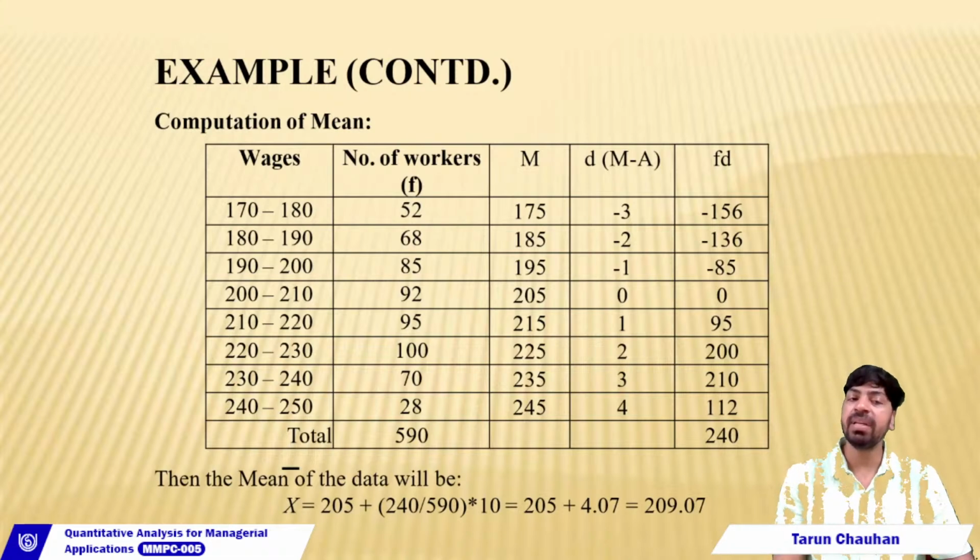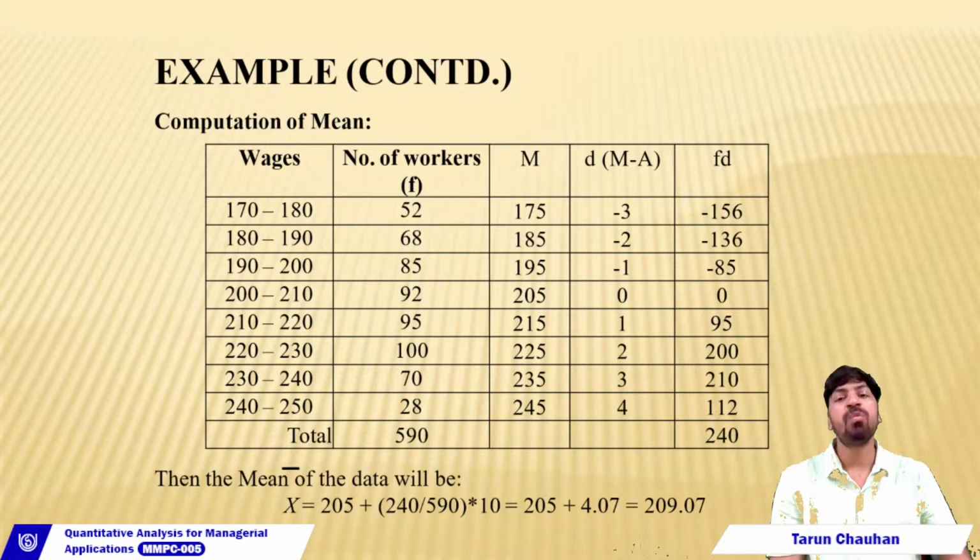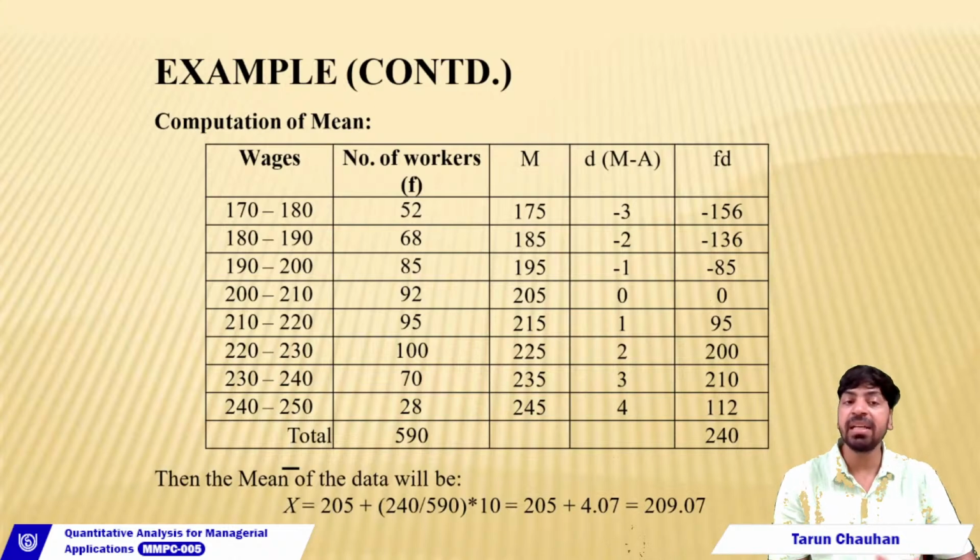So 170 plus 180 by 2, 175. 180 plus 190 by 2, 185. 190 plus 200 by 2, 195, and so on.